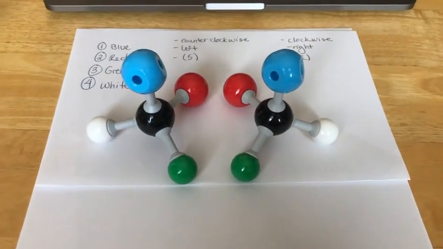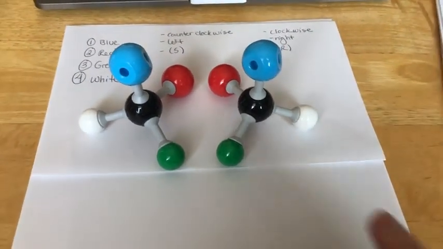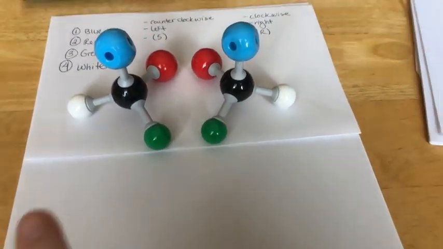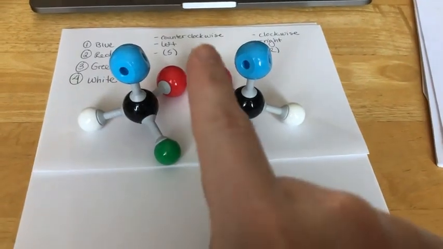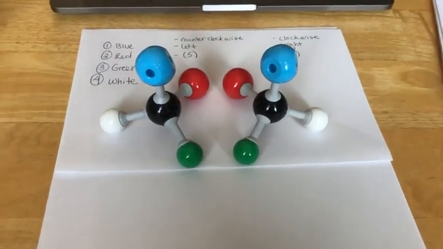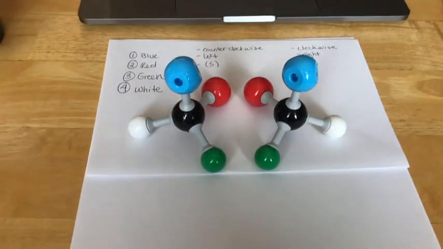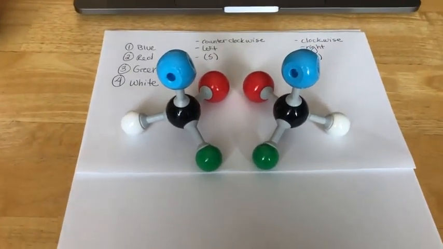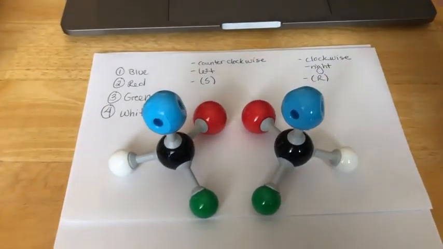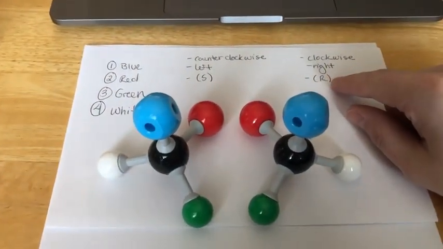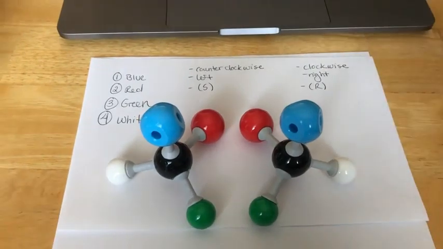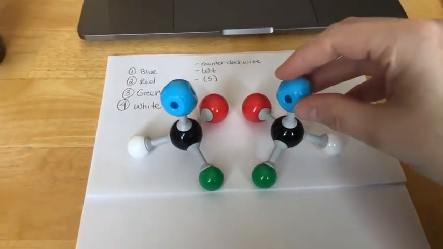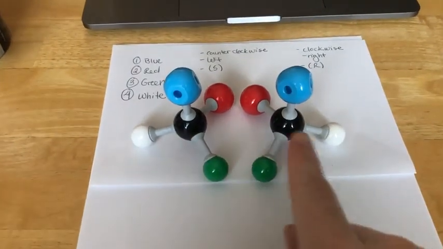Hi everyone. In this video we're going to look at two stereocenters. So two molecules that have four different atoms bonded to our central atom there. And we're also going to identify whether these are chiral, and then we'll also try to identify whether they are R or S. Okay. So these are two molecules that are mirror images of each other.